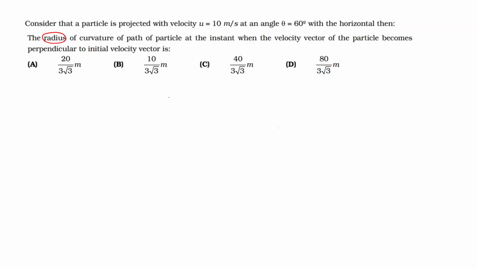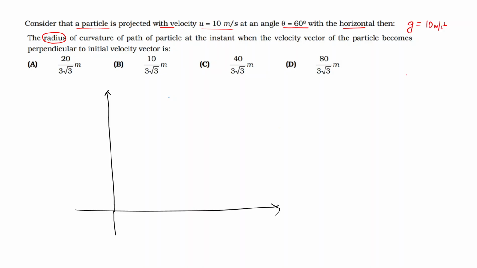If the path is circular, then you can figure out the radius of that curvature very easily. But what if the path is not circular? For example, in this case, when a particle is projected with velocity 10 meter per second at an angle 60 degrees with the horizontal near the surface of the earth. So you also have this acceleration due to gravity. Let's say that is 10 meter per second square.